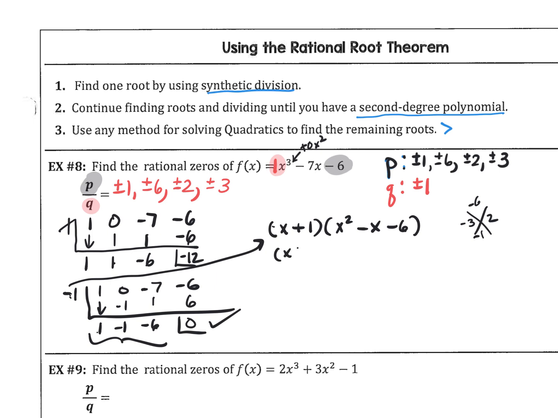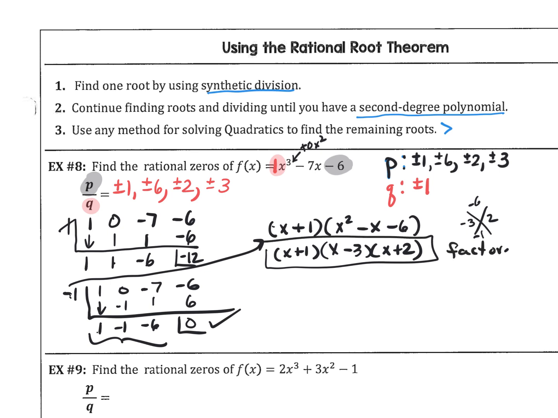So look, x plus 1 becomes x minus 3 and x plus 2. Guess what, guys? That is my factored form, isn't it? Is that my zeros?